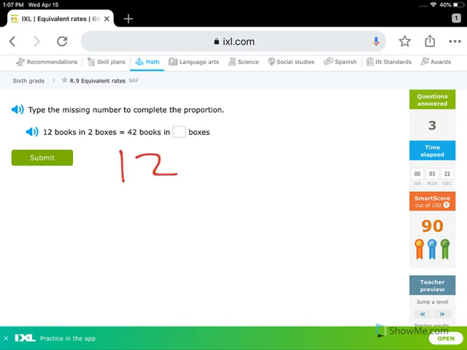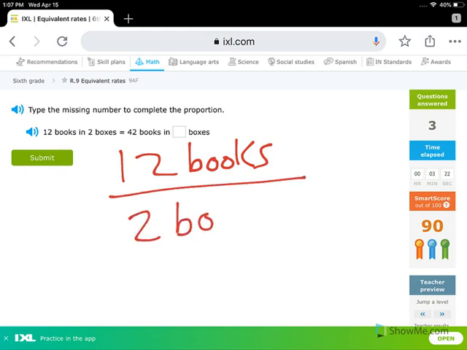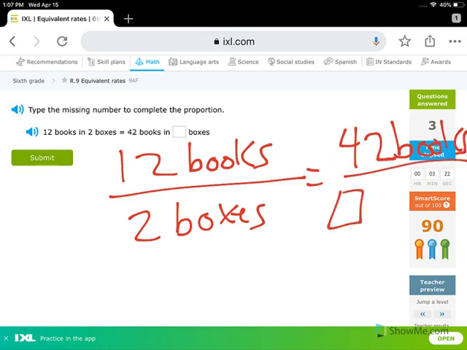Here we have 12. I'm going to write the whole word because they both start with B. 12 books in 2 boxes. And then we have 42 books in blank boxes. Now this one is a little bit more rigorous because it doesn't divide in there easily.